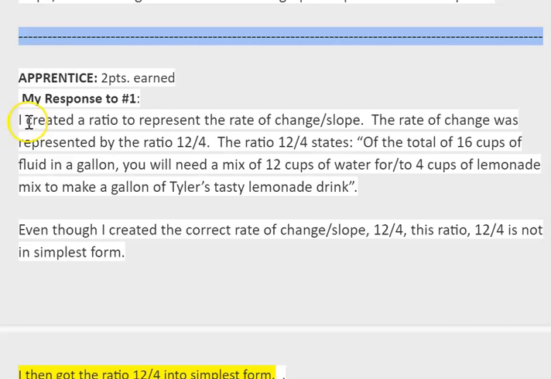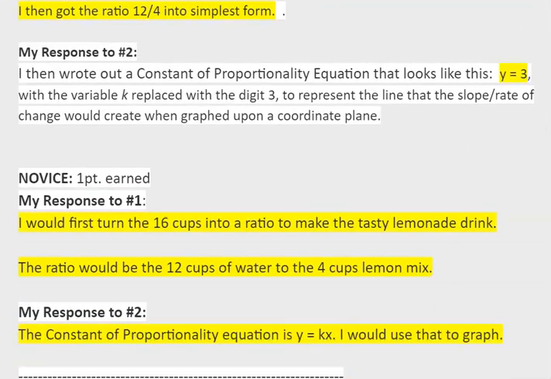Their response: I created a ratio to represent the rate of change slope. The rate of change was represented by the ratio 12/4. The ratio 12/4 states, of the total of 16 cups of fluid in a gallon, you will need a mix of 12 cups of water to 4 cups of lemonade mix to make a gallon of Tyler's Tasty Lemonade. That's expert talk. Even though I created the correct rate of change slope, 12/4, this ratio, 12/4, is not in simplest form. Okay, good start. Let's continue on.